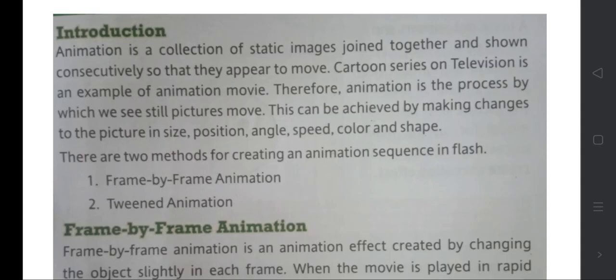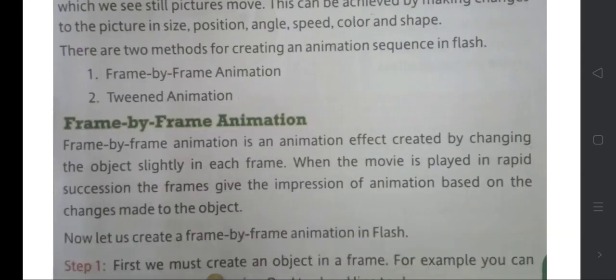There are two methods for creating an animation sequence in Flash. One is frame by frame animation, another is tweened animation. The first one, what I explained now, is frame by frame: you have a collection of pictures and you play them one after one, so it looks like animation. Tweened animation is where some animations are already created by default in this application, and you use them in your projects. First we will see what frame by frame animation is.